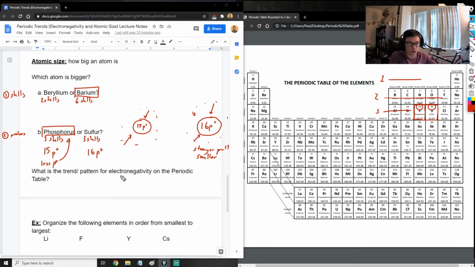For this, we also have a pattern, and the pattern is super easy. It's just the opposite of electronegativity. Oh, also, that should not say electronegativity. That should say atomic size. Sorry about the typo, guys.